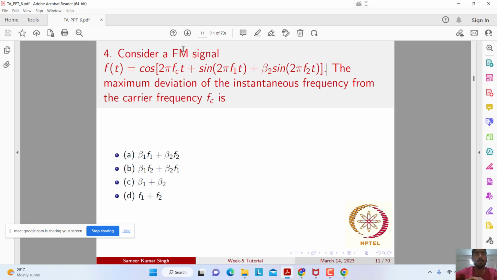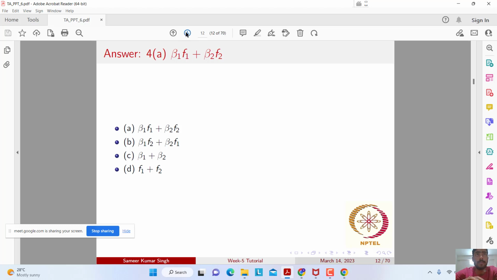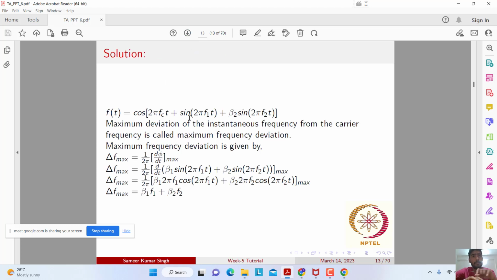Okay, so next we will go for the solution. Actually, the answer will become A part, and that is the explanation. This equation is given, and there will be beta 1. So we are talking about the maximum frequency deviation. The maximum deviation of the instantaneous frequency from the carrier frequency is called the maximum frequency deviation. So we calculate the maximum frequency deviation by using this formula.